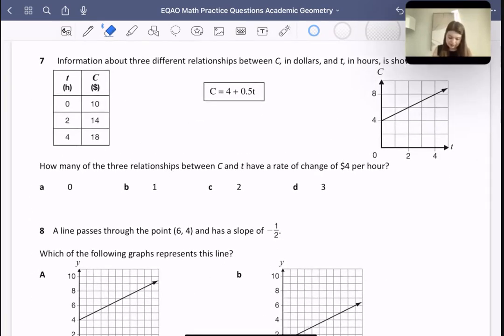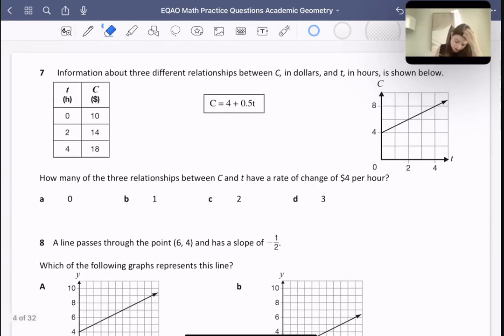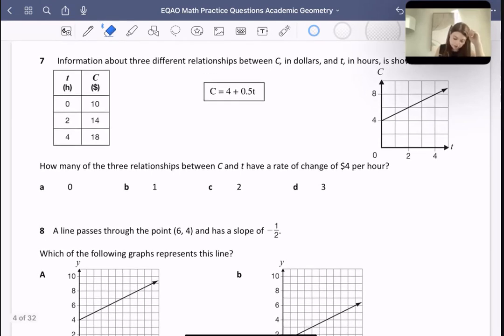Let's take a look at this one. It says information about 3 relationships between C in dollars and T in hours are shown below. So here's the first one, it's this table. Here's the second one, it's this equation. And here's the third one, which is this graph. How many of the 3 relationships between C and T have a rate of change of $4 per hour?